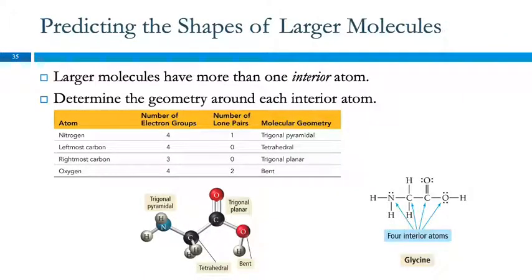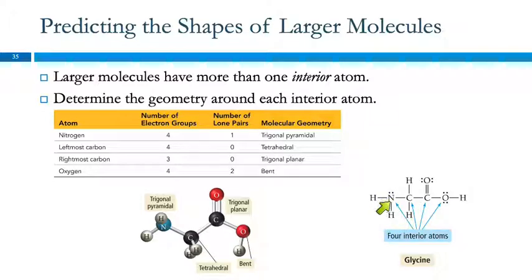Well, what if we have more than a central atom with stuff around it? A larger molecule with more than one interior atom. What do we do then? Well, you look at each of the interior atoms separately and identify its geometry. So an example here is the amino acid glycine. There's actually 4 interior atoms. And we've got the Lewis structure here.